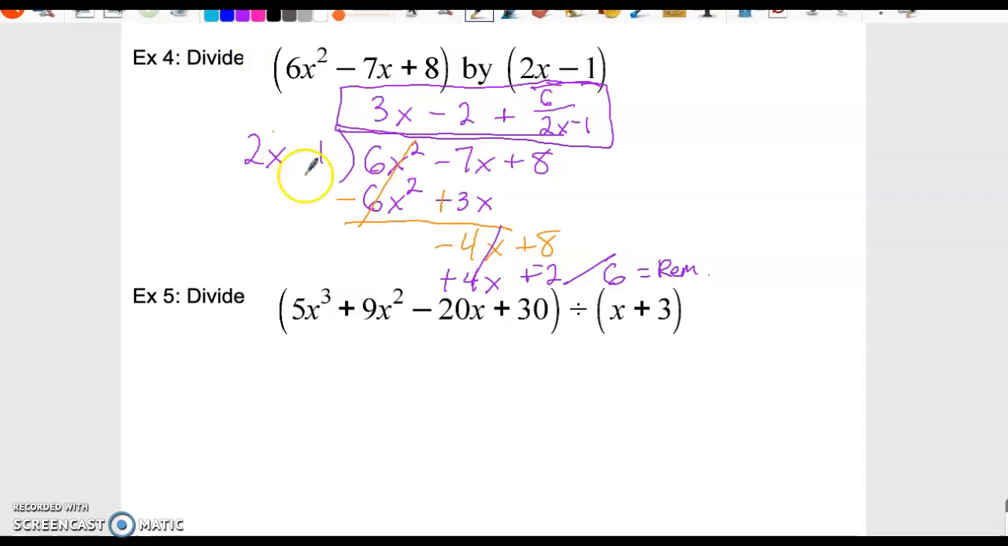I think I have enough time for at least one more. And again, you can do synthetic on this one. It's a linear binomial. And if you want to, you could actually pause the video and try it on your own. Hopefully I don't have any mistakes as I do it.